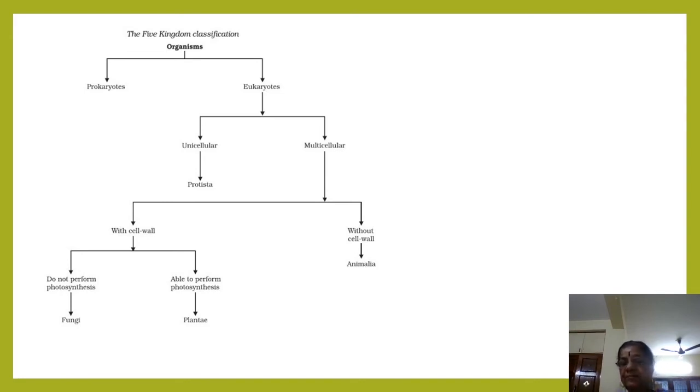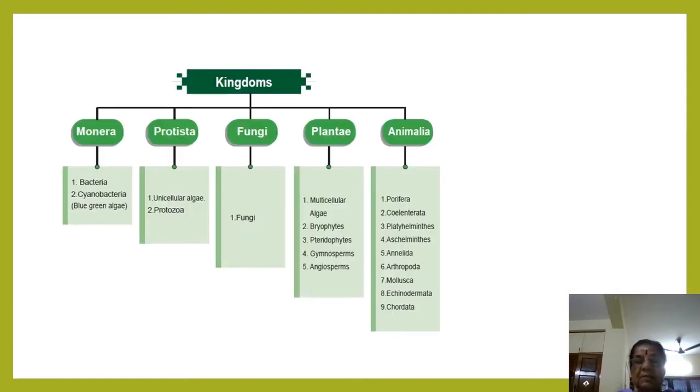I hope you understand. The next one, did you go through this? The next one, this presentation also, you can identify and remember easily. That is why I have given many flow charts in this. Kingdom Monera, Protista, Fungi, Plantae, Animalia. Kingdom Monera examples: bacteria and blue green algae.